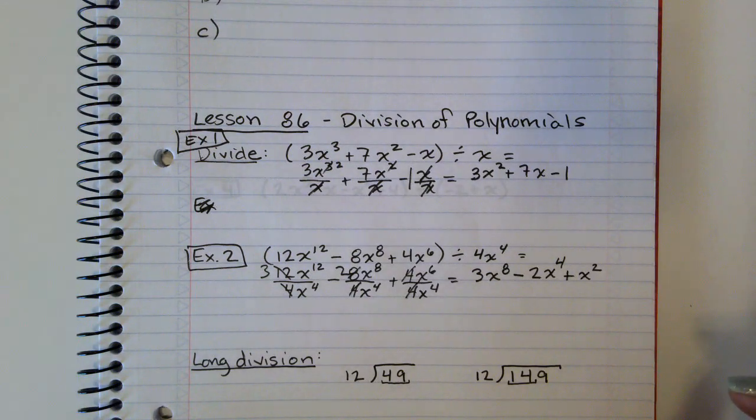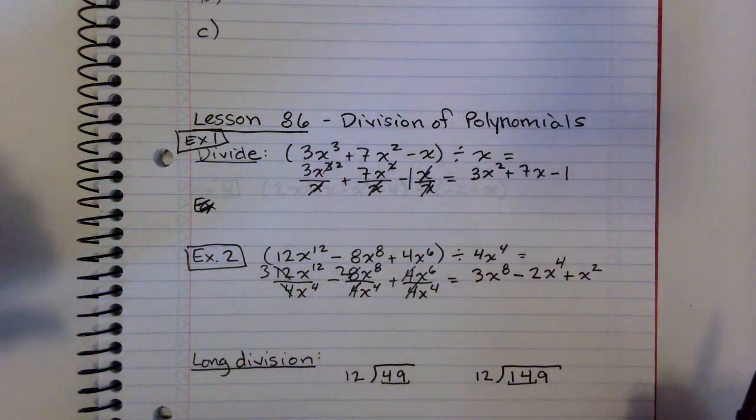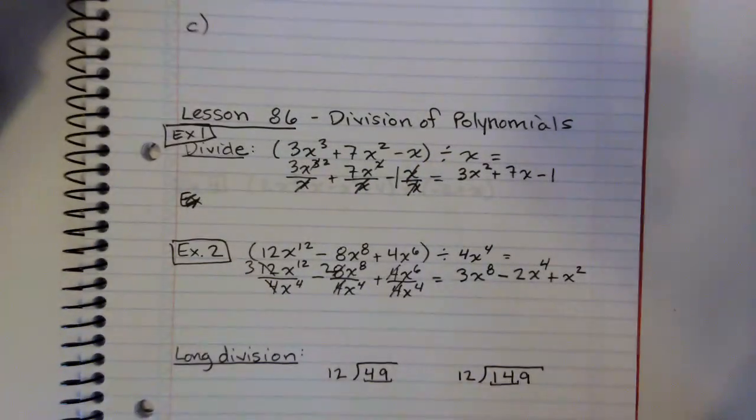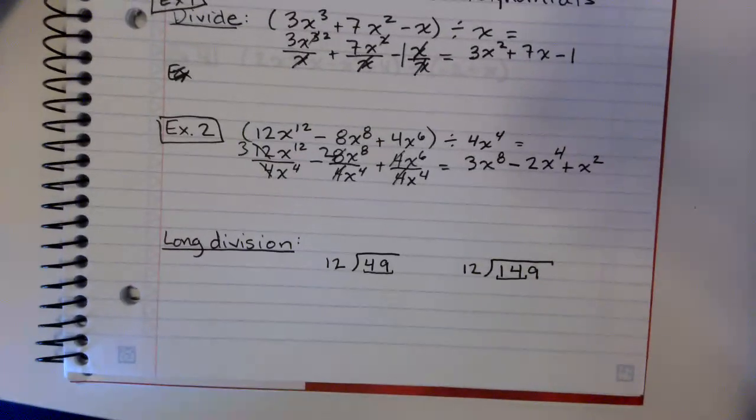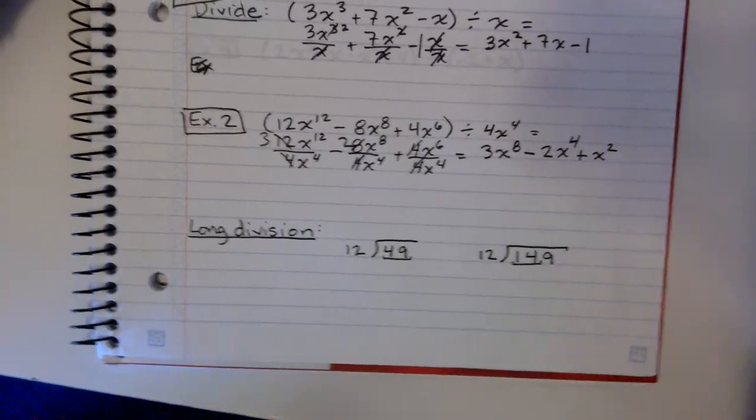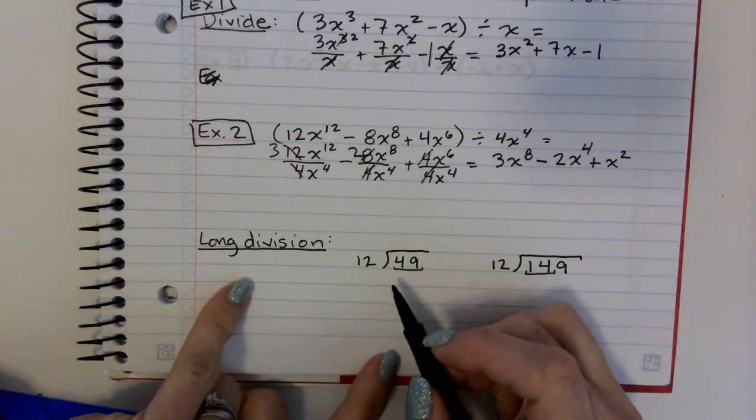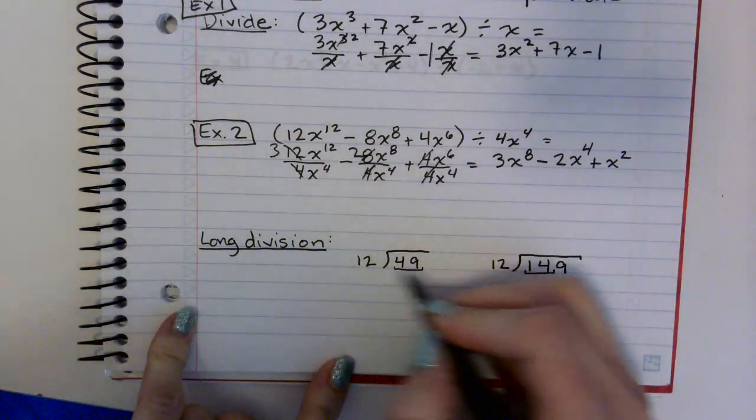Okay, now we get to learn that's the easy way of dividing polynomials. That's intro. Now we're going to remember how to do long division of numbers and then learn how to do long division of polynomials. Okay, so let's see if we can remember how to do 49 divided by 12.